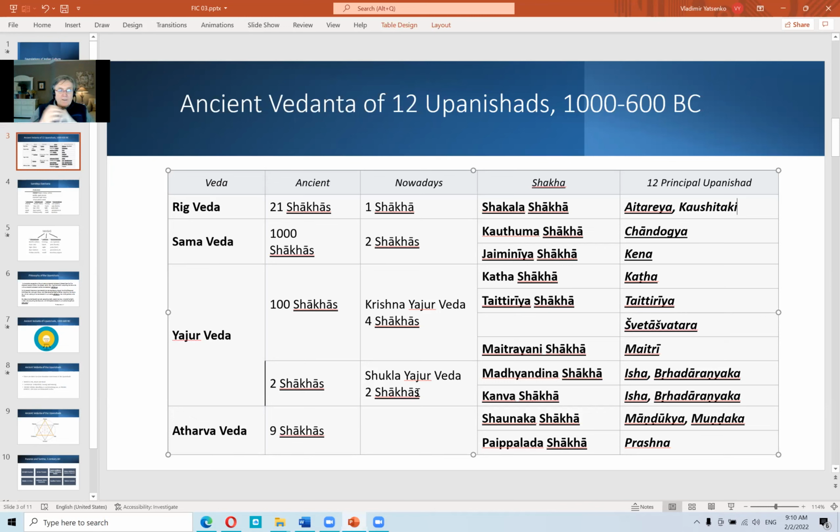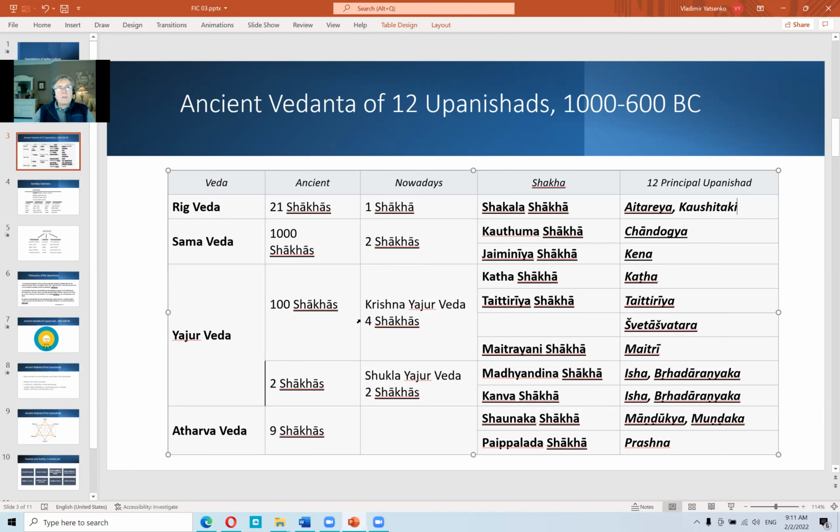And there is also Atharva Veda with 9 shakhas, and nowadays we have only 2 left. That is Shaunaka and Pippalada. Pippalada has only Prashna Upanishad, Shaunaka has the whole Gopatha Brahmana. And all the Upanishads which do not have any origin are assigned to Atharva Veda. Mandukya, Mundaka, and so on. There are hundreds of Upanishads which are assigned to Atharva Veda nowadays.